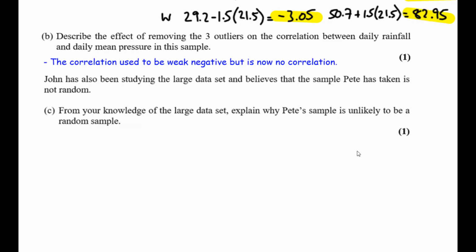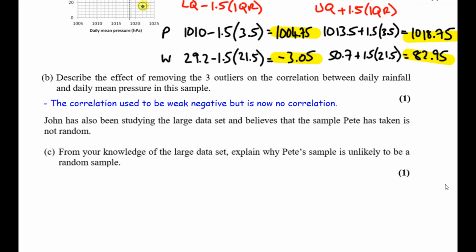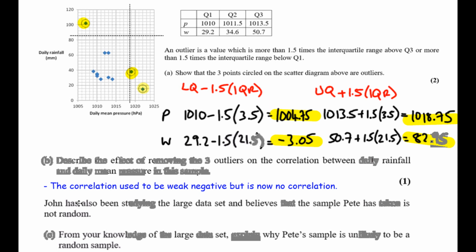Okay, so next, John has also been studying the large data set and believes that the sample Pete has taken is not random. From your knowledge of the large data set, explain why Pete's sample is unlikely to be a random sample. Okay, so if we go back and look at those original values, there are no zeros, but a place like Perth is likely to have many days of no rainfall at all. So these actually seem to be quite rainy days, whereas the climate in Perth actually dictates that there should be lots of days where there is zero rainfall. So this could have been seen in the large data set for the Edexcel spec. You could have also deduced this just from the fact that Perth in Australia has a lot of days of no rainfall.